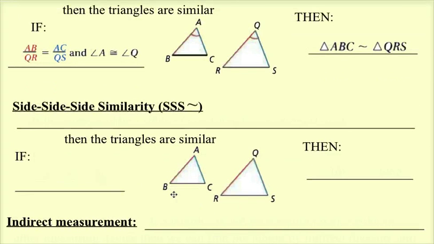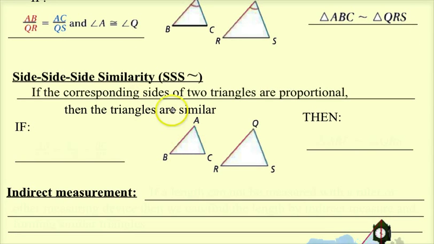The last way is just side-side-side similarity. So if the corresponding sides of two triangles are proportional, then the triangles are similar. I don't know anything about the angles, all I know is all three sides are proportional, then the triangles are similar. So if AB over QR equals AC over QS and BC over RS, then my triangles are similar. You have to have all the sides having that same ratio so that they are proportional. And then the angles automatically will be congruent because once the sides are in proportion, they're similar, and then we know that those angles are going to be congruent.